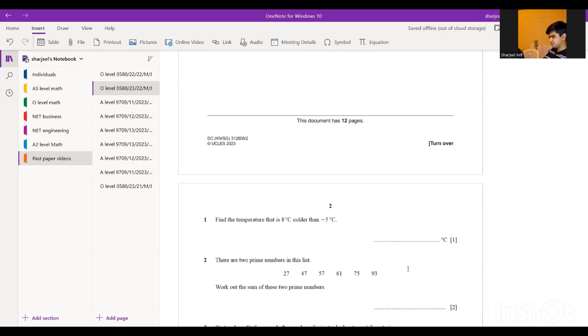In question number 1, we have to find the temperature that is 8 degrees centigrade colder than minus 5 degrees. So basically, our current temperature is minus 5 degrees centigrade, and we have to find 8 degrees colder. The negative sign tells us about the colder weather and the positive means the hotter. So 8 degrees colder means we have to deduct 8 degrees from it. So our answer will be minus 13 degrees.